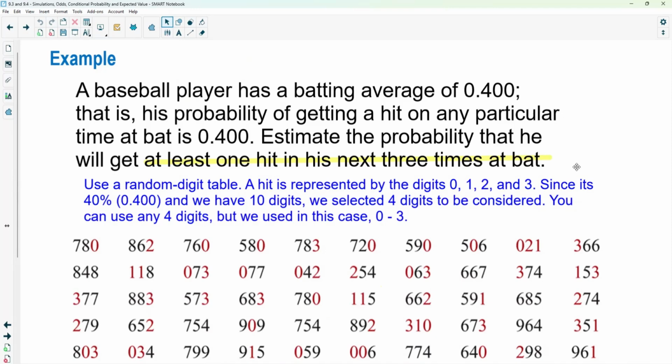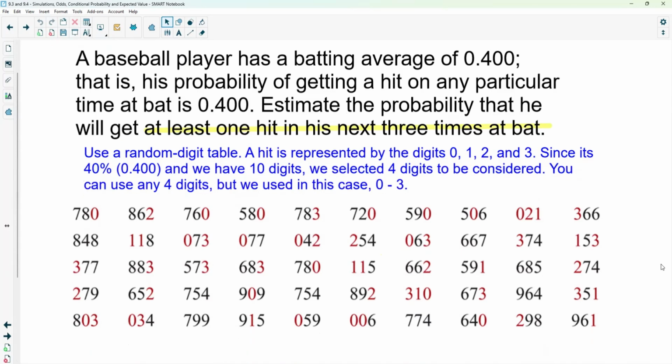And as you see here, this random table doesn't have 5 digits, it has 3 digits, because it's 3 times at bat. So that's why they have 3. Again, all these red ones represent a number between 0 and 3. Some of them have 1, some have all 3, some have 2, and some have none. And that's okay.